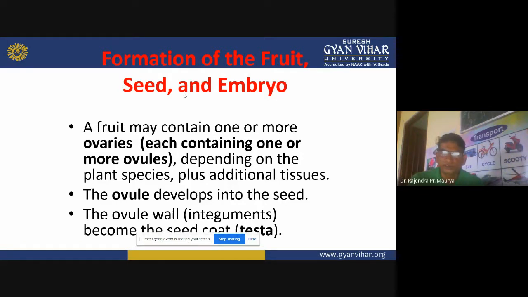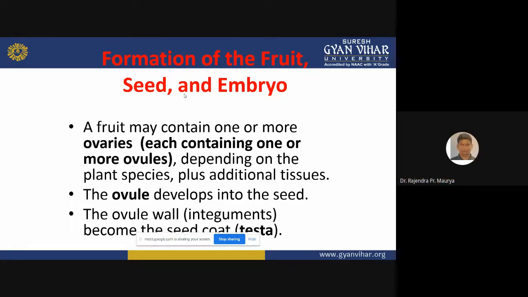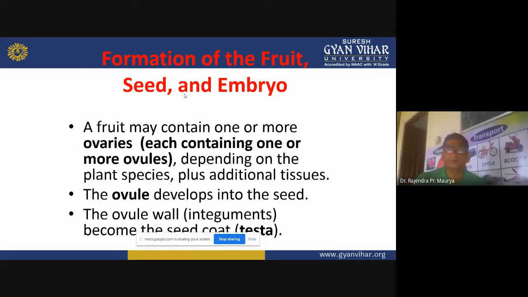So here I will try to make it simple. Ovules convert into seeds. For example, guava contains a lot of seeds. In the case of mango, it is a single seed. Lime and lemon contain multiple seeds. These are the examples. So this depends on the plant species.